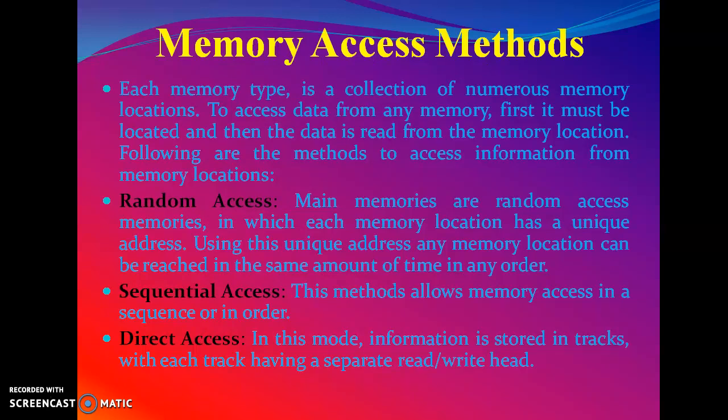Next, memory access method. Each memory type is a collection of numeric memory locations. To access the data from any memory, first it must be located and then the data is read from the memory location. Following are the methods to access the information from the memory location. Number 1, random access. Many memories are random access memory, in which each memory location has a unique address. Using this unique address, any memory location can be reached in the same amount of time in any order.